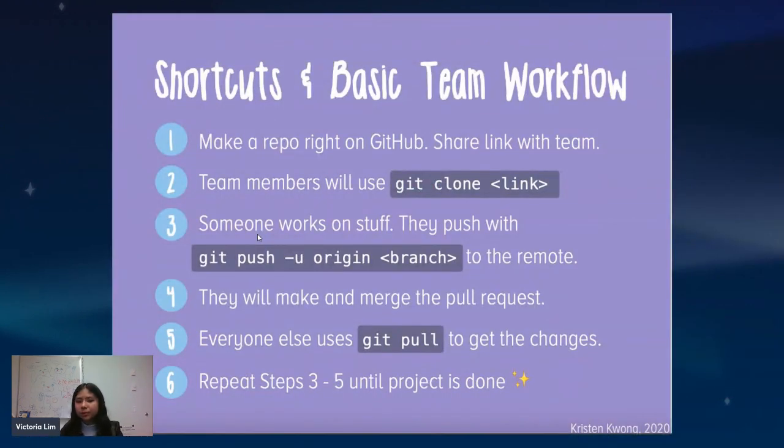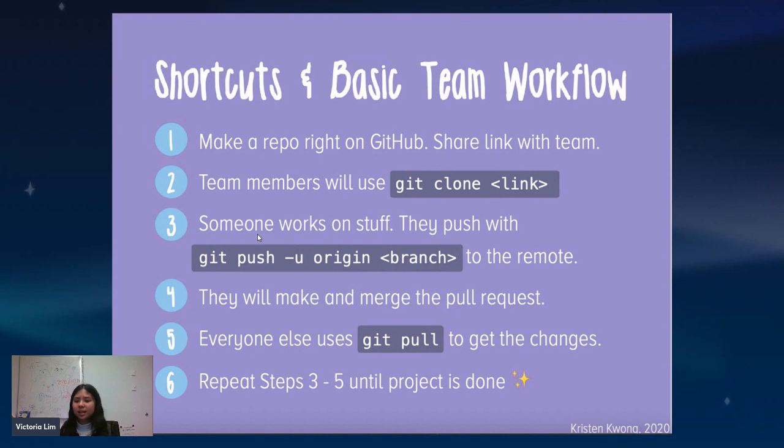Okay, so just before we close, I wanted to go through some shortcuts and basic team workflow tips that you can use for your HackCamp projects next weekend. The first thing you are going to want to do is make a repo on GitHub and share a link with your team. You already know how to do that. We went through that today, so hopefully that step goes really well for you. And your team members will use git clone and the link, so they should also already know how to do that if they came today.